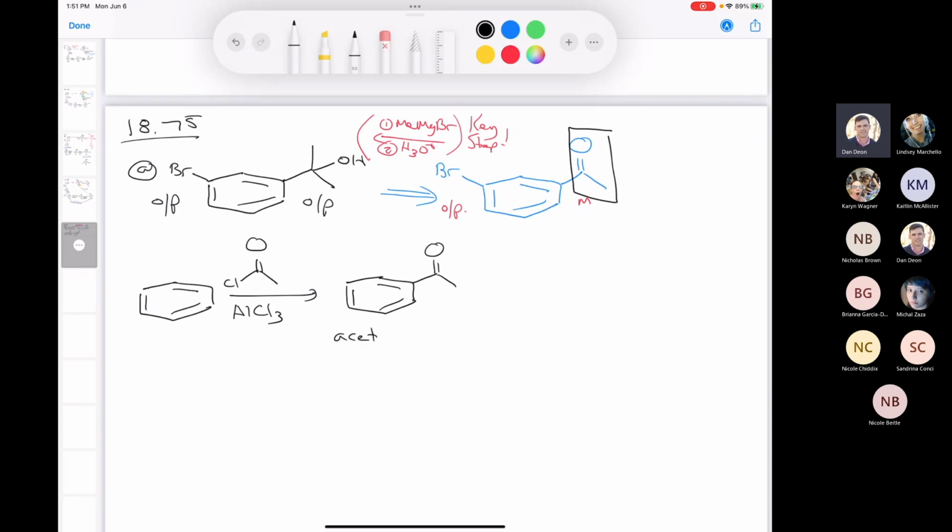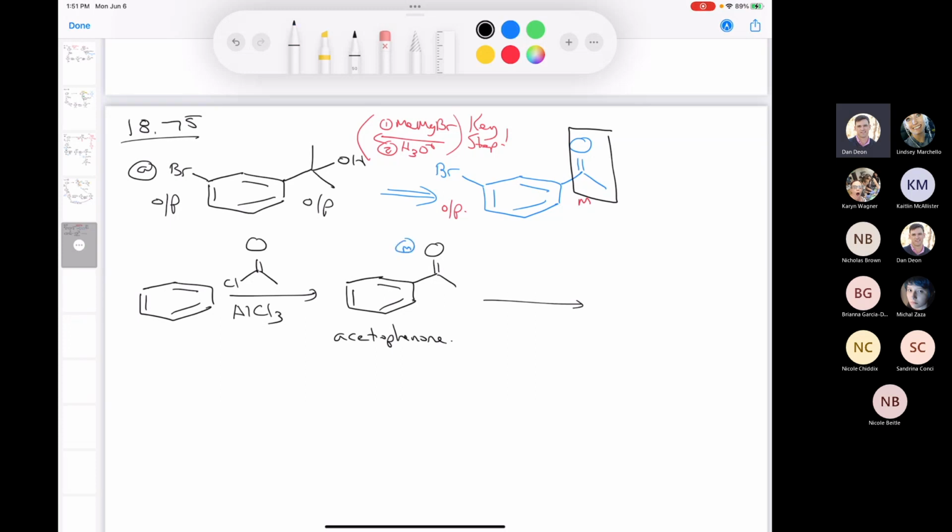This is called acetophenone. I asked you to remember the name of this compound, I think back in chapter 17. It's a very common organic compound. People will use it as a starting material in synthesis sometimes. And it's going to come up in today's lecture, I think, from chapter 19. And this is a meta director.